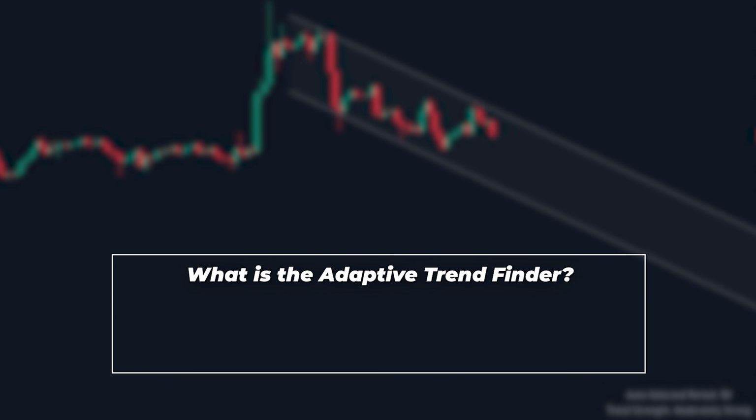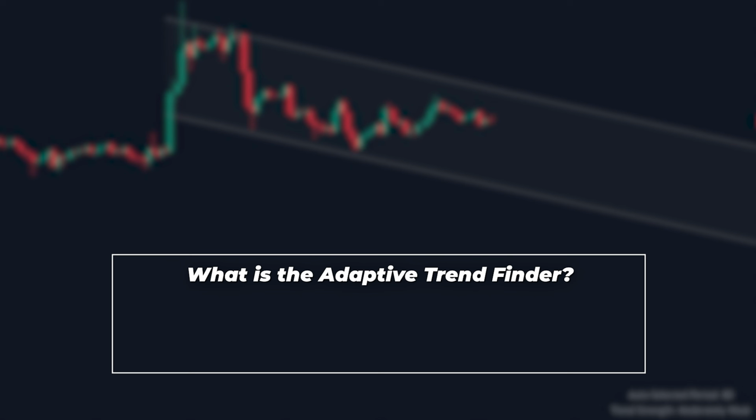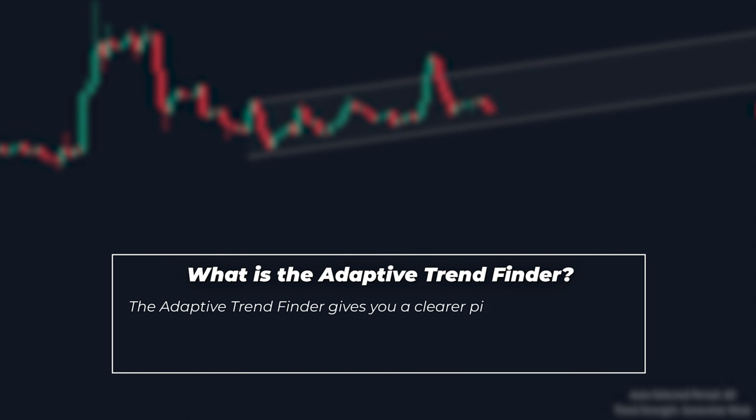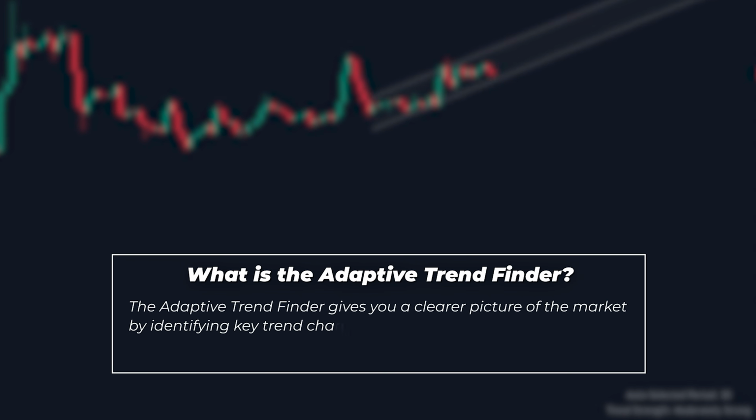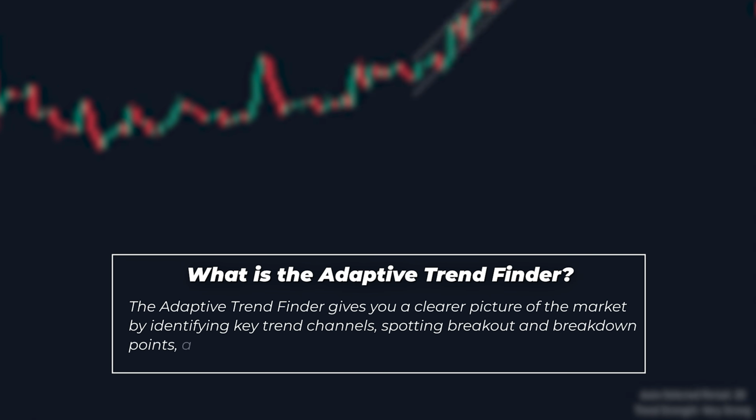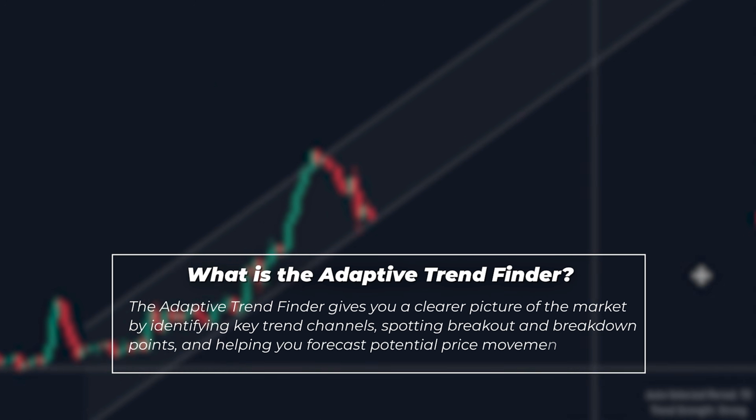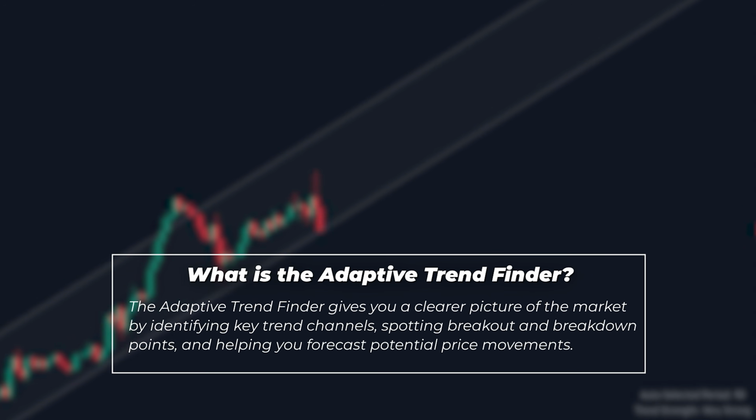What is the Adaptive Trend Finder? The Adaptive Trend Finder gives you a clearer picture of the market by identifying key trend channels, spotting breakout and breakdown points, and helping you forecast potential price movements.